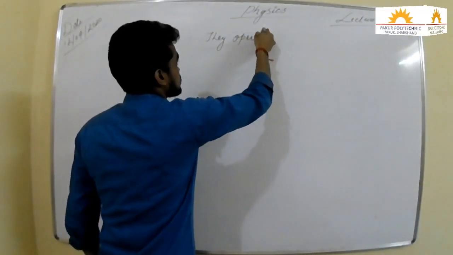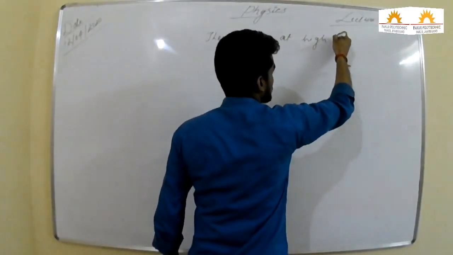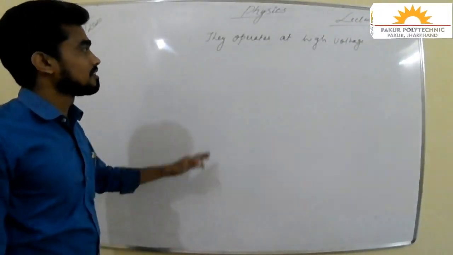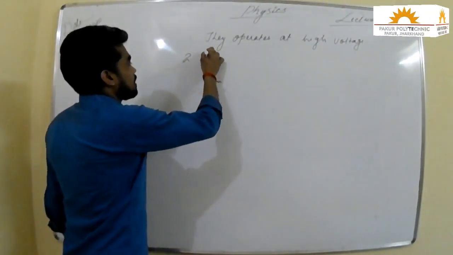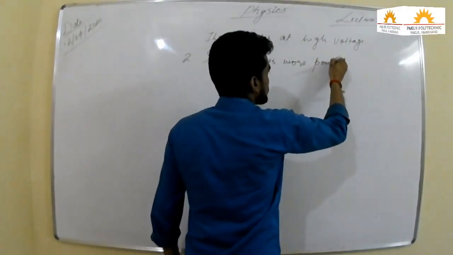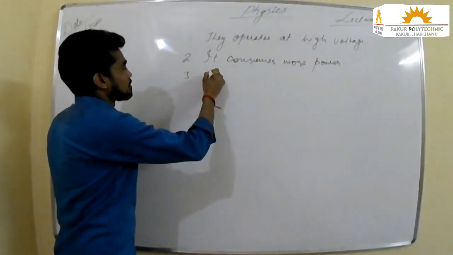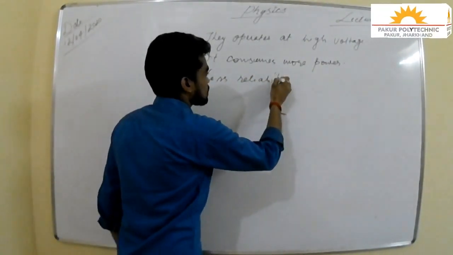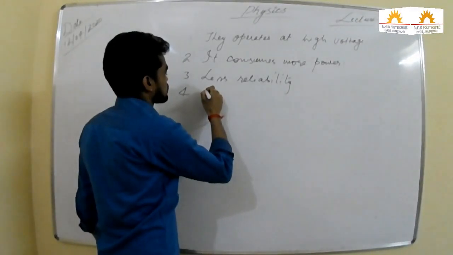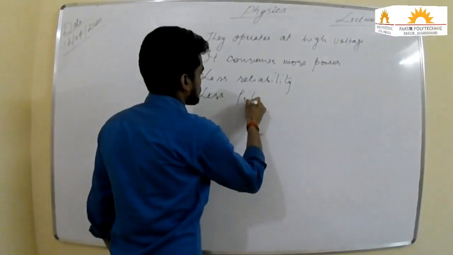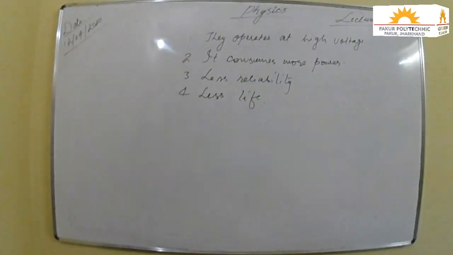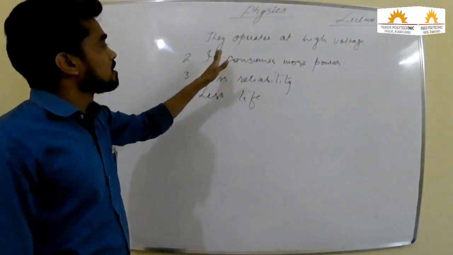They operate at a high voltage. This is the main disadvantage, that they operate at a high voltage. They consume more power. So these are the disadvantages of vacuum tubes.